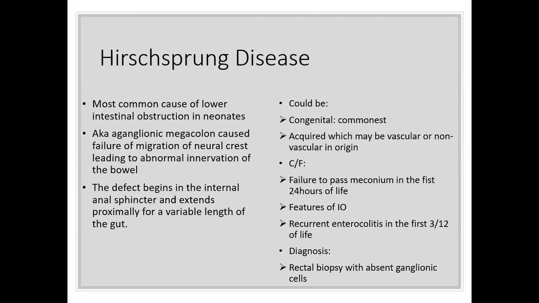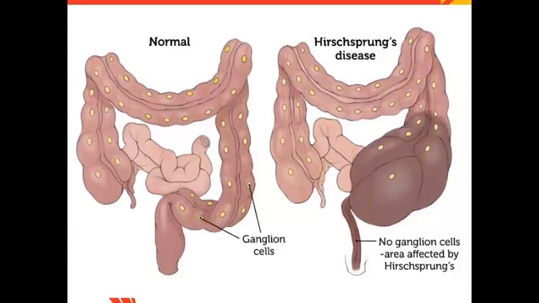So clinical features of Hirschsprung disease include failure to pass meconium stool in the first 24 hours of life. The patient will have features of intestinal obstruction with vomiting and abdominal distension, and pain. A lot of times these patients have recurrent enterocolitis in the first 3 months of life. The diagnosis is rectal biopsy with absent ganglionic cells along the bowel. So when there are no ganglionic cells, it gives the diagnosis of Hirschsprung disease.